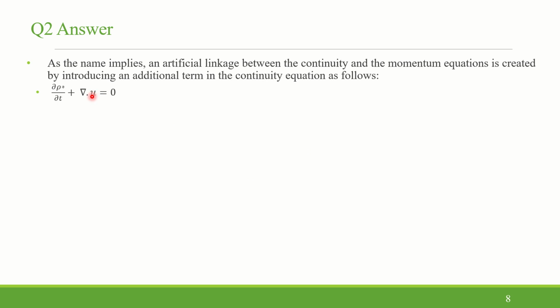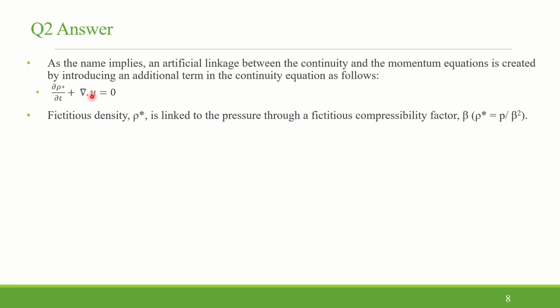So as the name implies, an artificial linkage between the continuity and the momentum equation is created in the artificial compressibility method by introducing a new term in the continuity equation. So this is dou rho star by dou t plus del dot u equal to 0. Ideally, del dot u equal to 0 is the continuity equation for incompressible flows. But now we are introducing a new term, that is dou rho star by dou t. And rho star is the fictitious density.